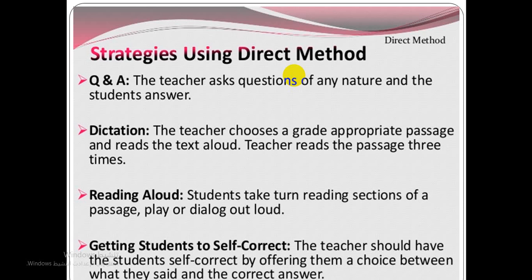Dictation. In this activity, the teacher chooses a grade appropriate passage and reads the text aloud. Teacher reads the passage 3 times. Reading aloud. Students take turns reading sections of a passage, play, or dialogue out loud. Getting students to self-correct. The teacher should have the students self-correct by offering them a choice between what they said and the correct answer.